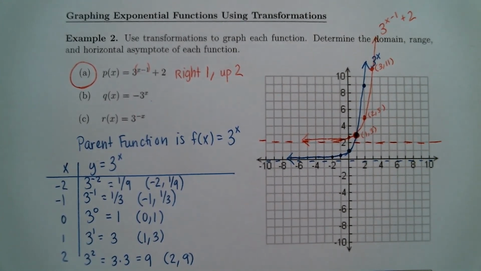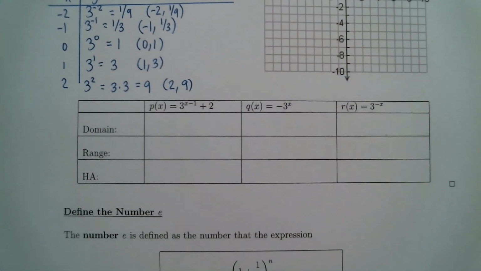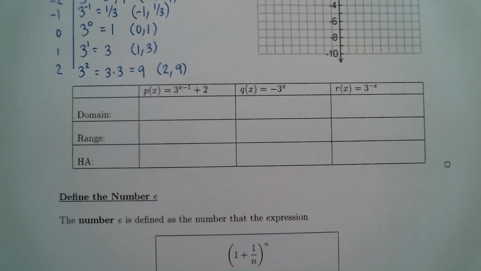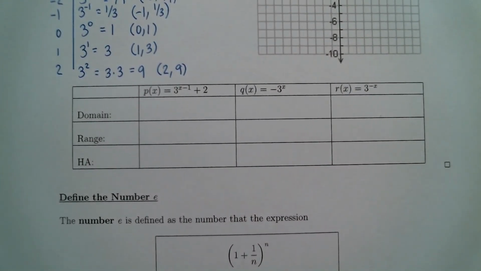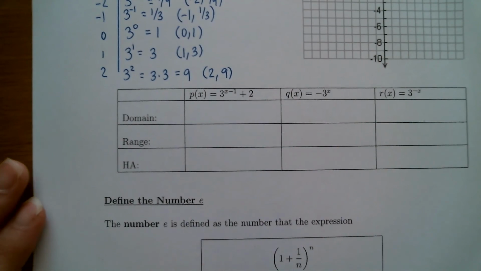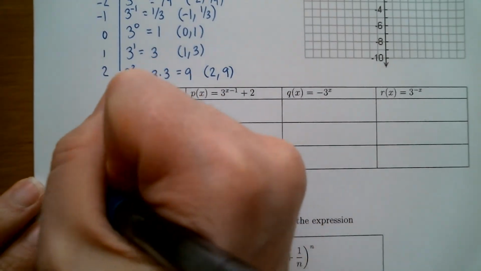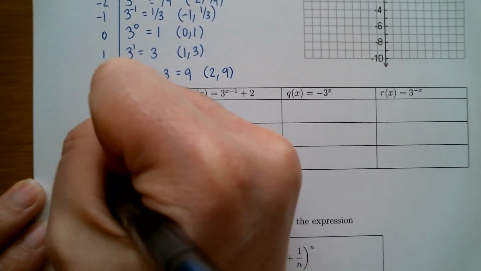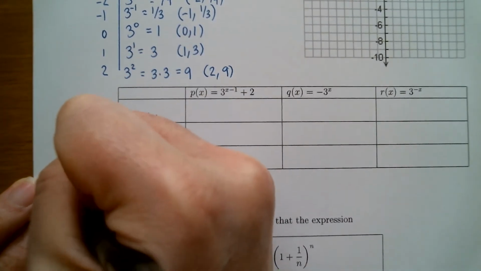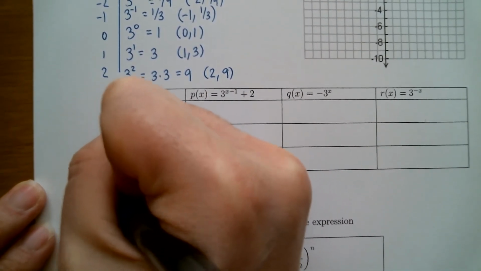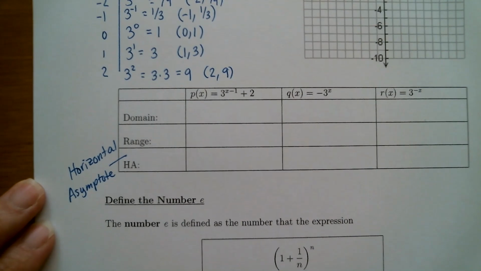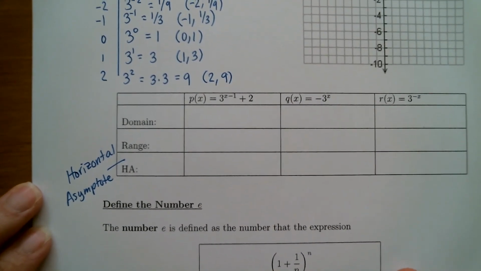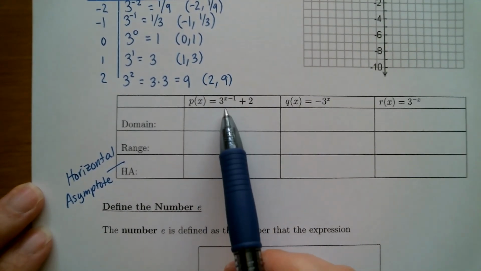Now that we have the graph of this function p of x, there's a chart below the picture where we're going to write in the attributes of domain, range, and horizontal asymptote. I didn't have room to actually write this out, so make sure you realize this is the horizontal asymptote. We're going to do this for all 3 graphs in this example.